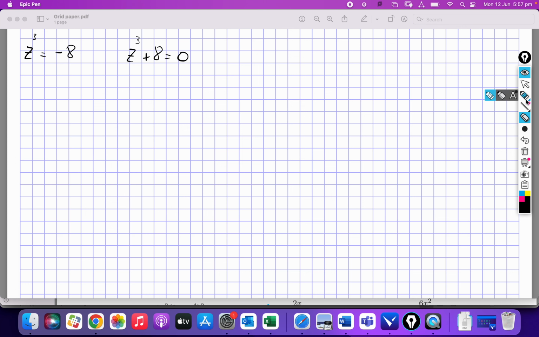But we're moving on to the complex world, and there are going to be 3 roots. So we've just found one of them, -2, but there are 2 other numbers that fit this complex number form, a plus bi, and when I cube them, the answer will be -8. All right, so we're learning to find these with de Moivre's theorem, and let's show you a way you could go about doing that.